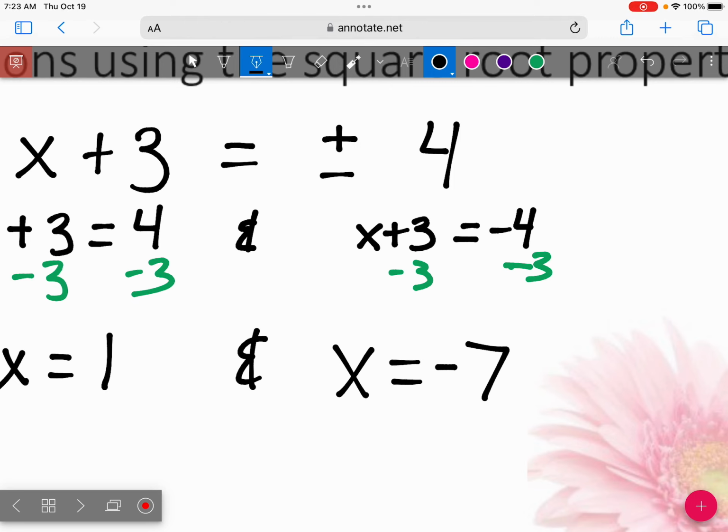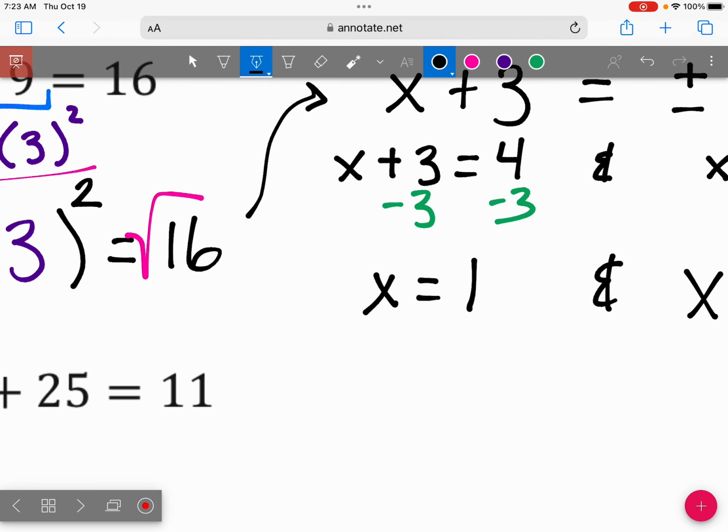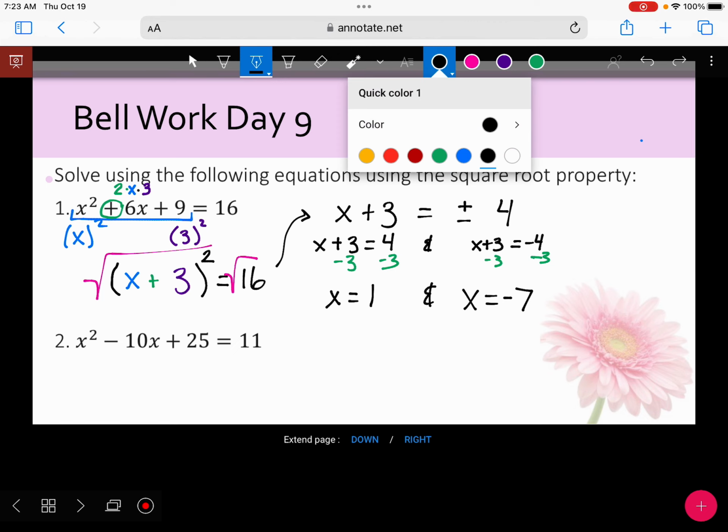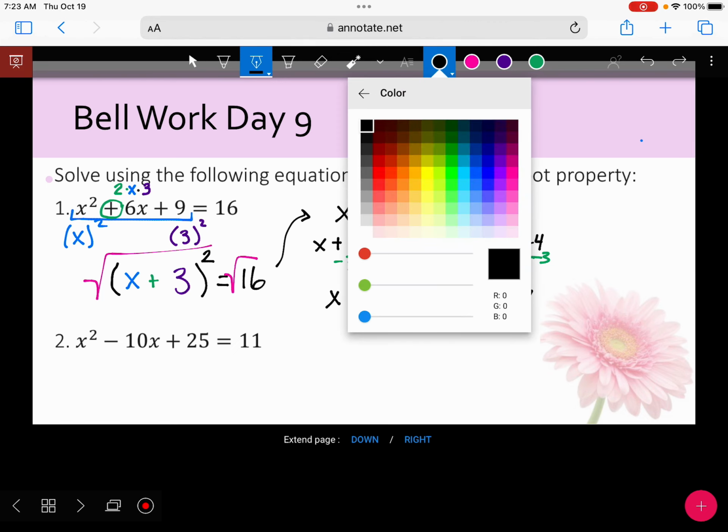Questions on that first one? Because it's been a couple of days since we did that. So we're going to need it again today. I only have another one to practice with. The second one is very same vibe. Solving with the square roots.